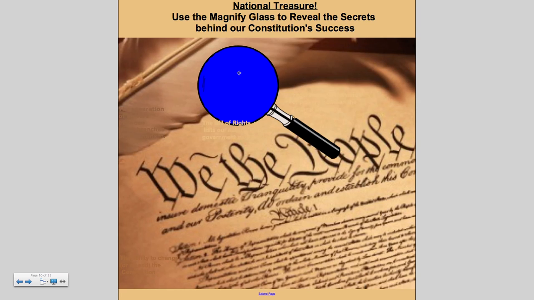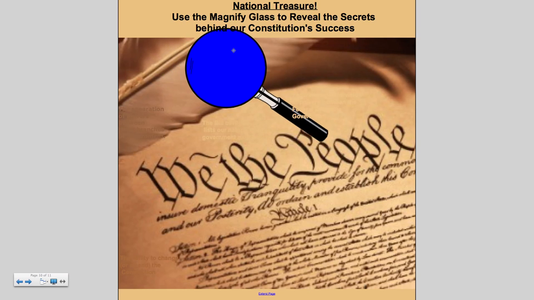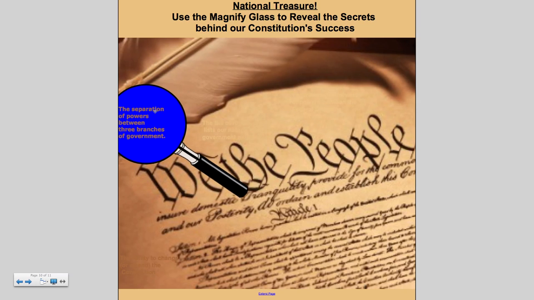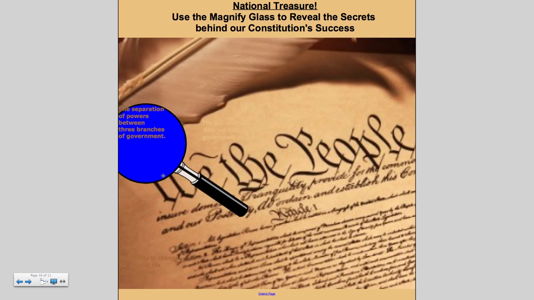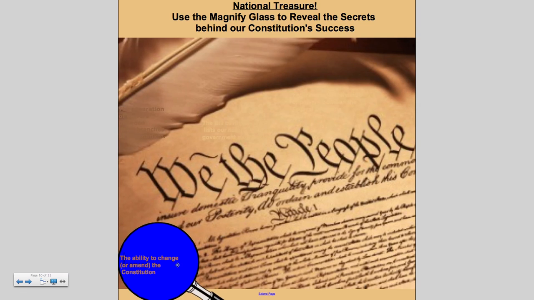Now we're going to be using the magnifying glass to see why our Constitution is such a success. So you drag the magnifying glass. The separation of powers between the three branches. Like we talked about on the diagram, the branches have checks and balances, which means that no one branch is actually more powerful than the other. Everyone checks each other.